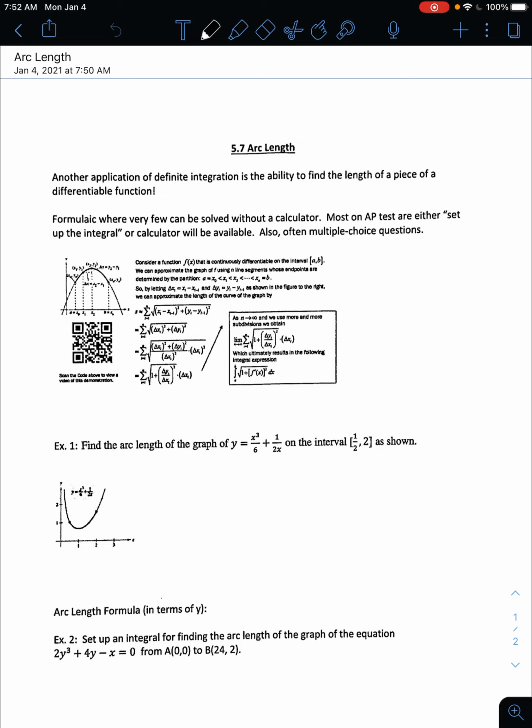You guys have found circumference of circles and things like that, but you've never found the length of a curved segment that wasn't a circle. And that's what today's lesson is. So it's about finding arc length of a differentiable function.